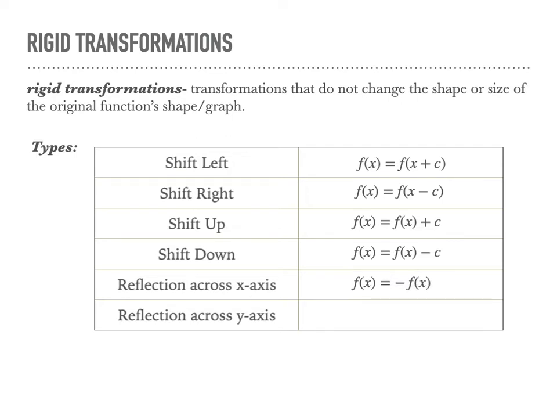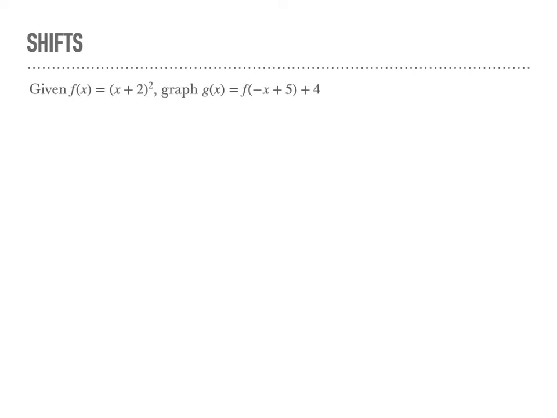So a reflection across the x-axis would be f of x equals negative f of x. This makes sense because when you're reflecting across the x-axis, the signs of your y values change, which is denoted by negative f of x, since f of x is basically your y value. Now we're going to look at reflection across the y-axis, which is f of negative x. This concept holds true with the same idea as reflection across the x-axis. Now let's take a look at some examples.